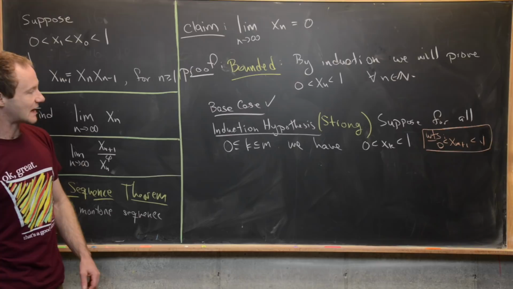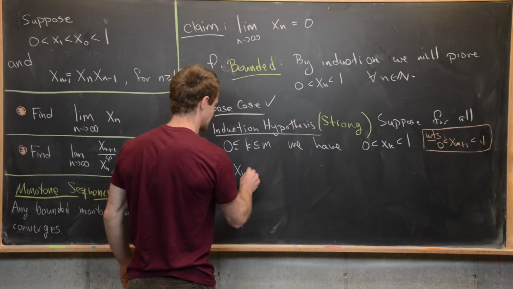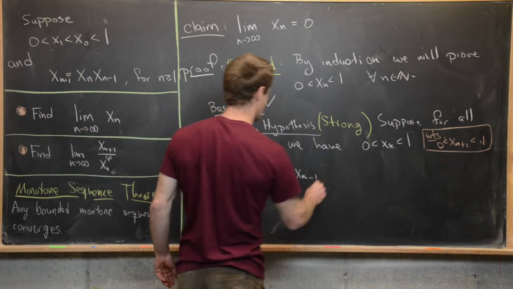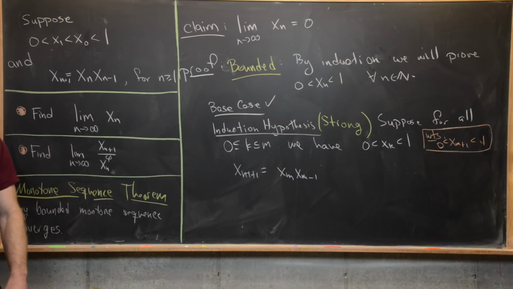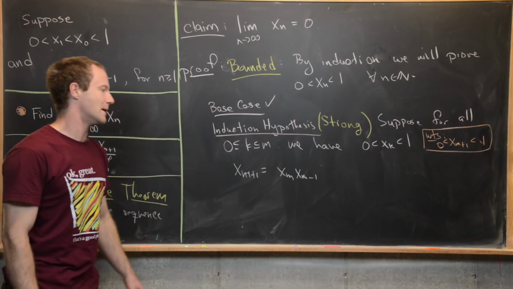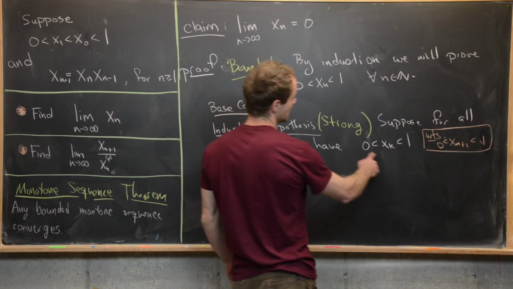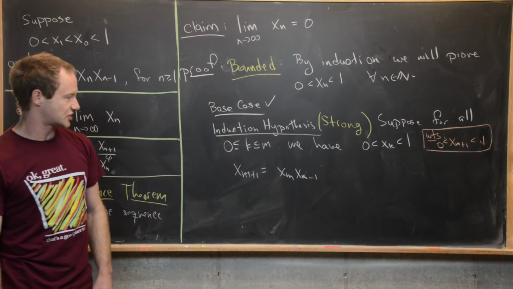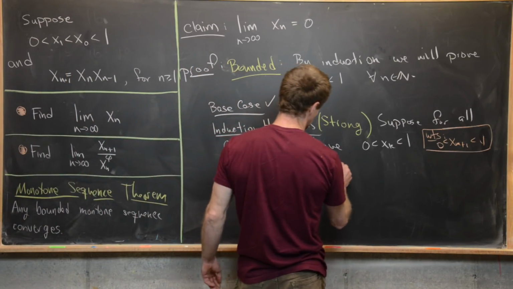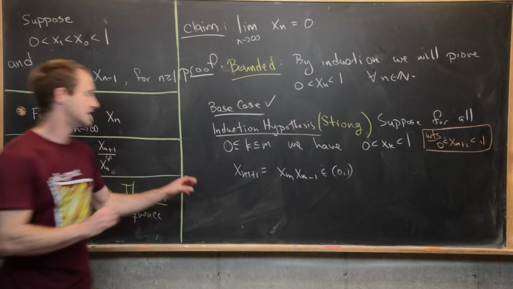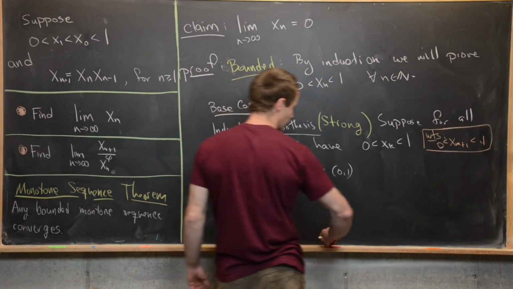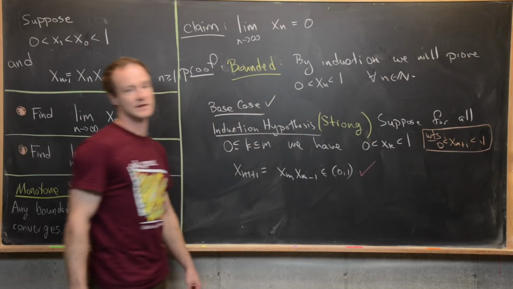Okay, great. So now let's get to it. Notice we have x sub m plus 1 is equal to x sub m times x sub m minus 1 by the recursive definition of this sequence. But now notice that x sub m and x sub m minus 1 are both between 0 and 1 by our induction hypothesis. If you take the product of two numbers between 0 and 1, then you get a new number that's between 0 and 1. So x sub m plus 1 is in fact between 0 and 1. That means we have proven that this thing is bounded.